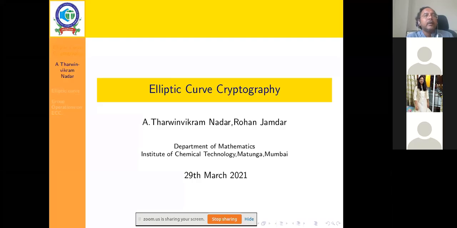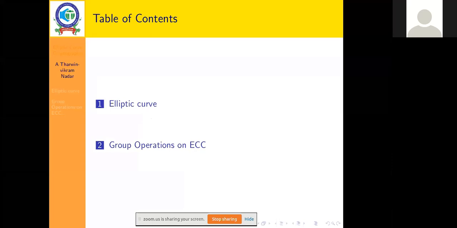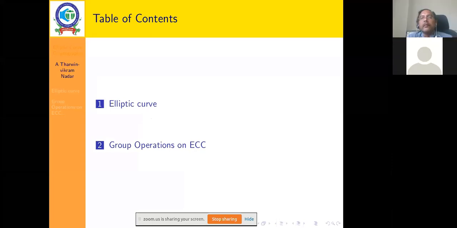I will talk about a few ideas about elliptic curve cryptography. Basically, I will be talking about elliptic curves. Elliptic curve cryptography was talked about by Rohan. So I will just go through the basic ideas of elliptic curves. What do we mean by an elliptic curve, and how can we develop a group operation on it?